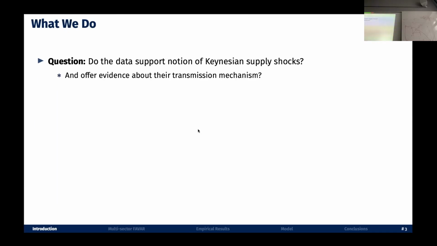So now the question of what we want to do in this paper is whether the data support this notion of Keynesian supply shocks and this transmission mechanism that I just outlined.